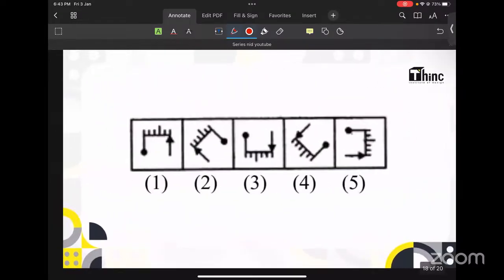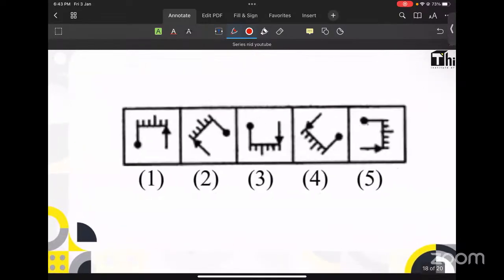Now we can try this question before we wind up today. Who is going to be the odd one here? As I mentioned earlier, every figure has its own peculiarity, and one figure will definitely be different from the others. So now just look into the figures.